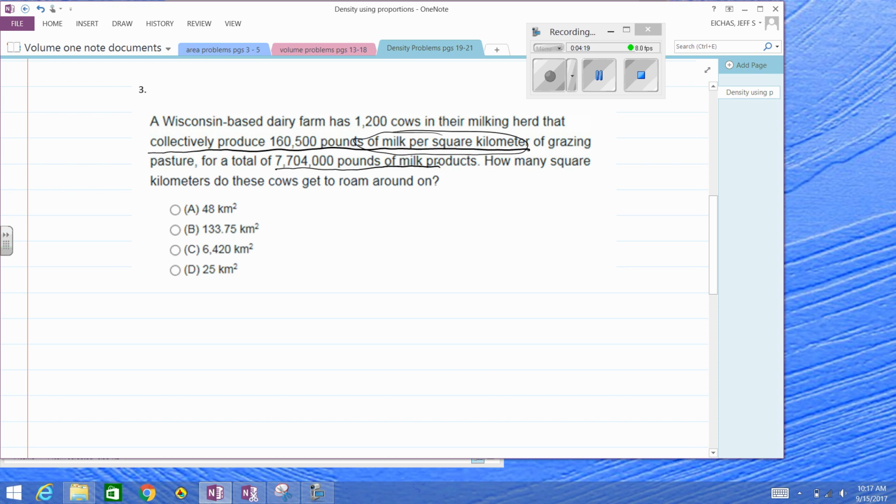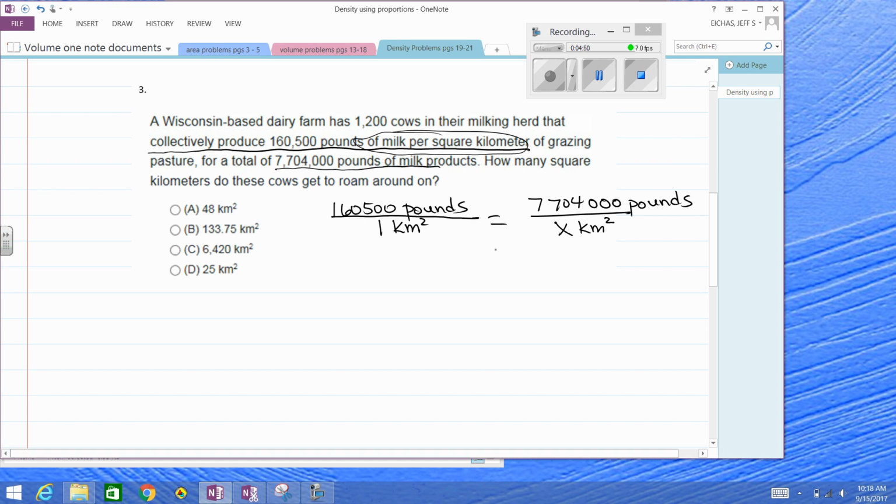So here we go again. It is telling us this right conversion, you're going to put 160,500 pounds over 1 square kilometer. They want to know how many square kilometers do we use, so we'll put that underneath as x. We're trying to find that, and it's 7,704,000 pounds. So here's all the units of measure do. They teach you to keep consistency. Now in proportions, we have to put them in their corresponding places. If you're doing a science way, a little different.